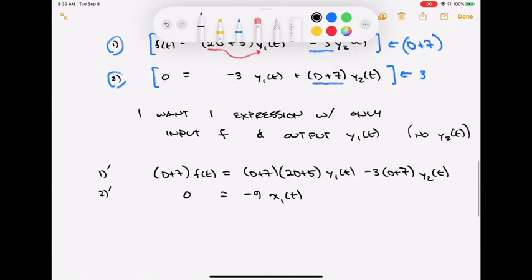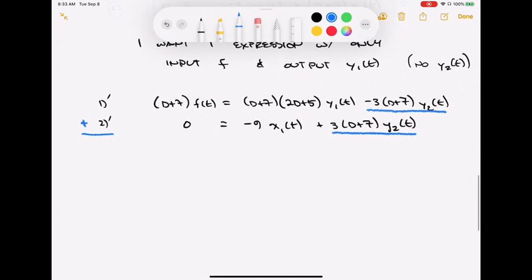And then I have a 3d plus 7, so a plus 3 acting on d plus 7 acting on y2 of t. What do I notice here now? I notice that this first expression has a minus 3d plus 7y2, and the lower expression has a 3d plus 7y2. If I add equation 1 to equation 2, adding equations doesn't change the equality. What I notice is that I completely eliminate the y2 term, which is exactly what I wanted to do.